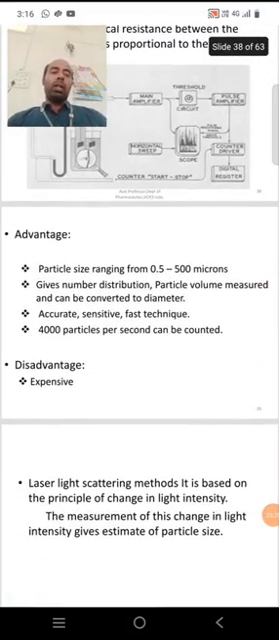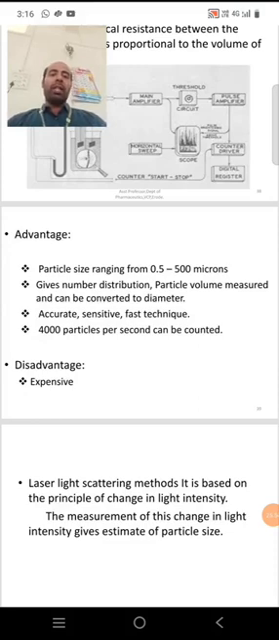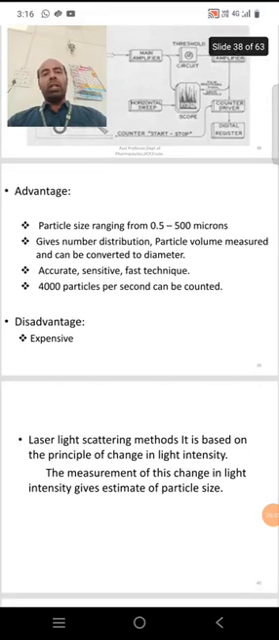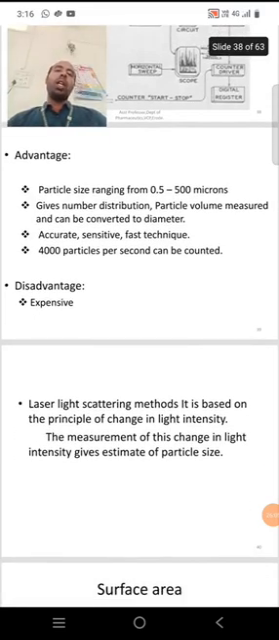Coulter counter method has a number of advantages. First one is the particle size range from 0.5 to 500 micron. Second, it gives number distribution; particle volume is measured and can be converted to diameter. It is an accurate, sensitive, fast technique. 4,000 particles per second can be counted. And the disadvantage of this method is mostly that it is expensive.